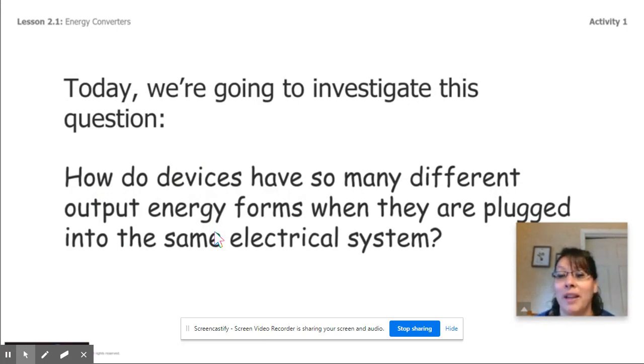Today, we're going to investigate another question. How do devices have so many different output energy forms when they're plugged into the same electrical system? This is the question we're going to be investigating for the next 2 lessons. As systems engineers trying to help Ergstown solve their blackout problem, this is something we have to understand. In order to answer this question, we should first understand what it is that electrical devices do, what their function is in the electrical system.